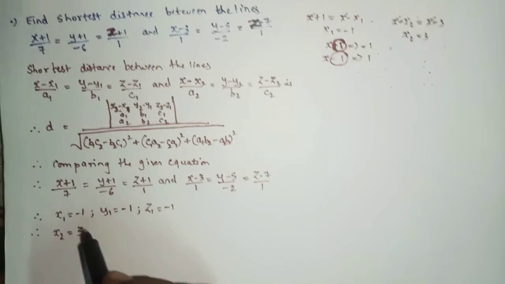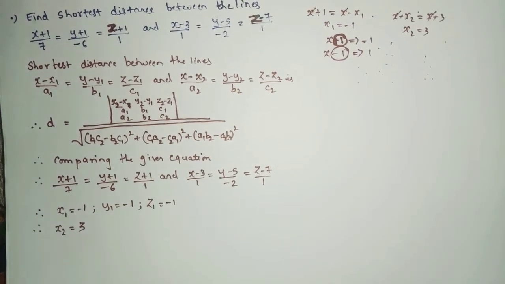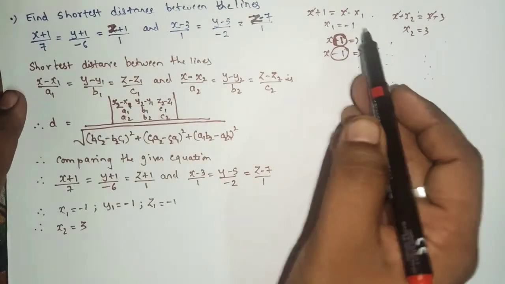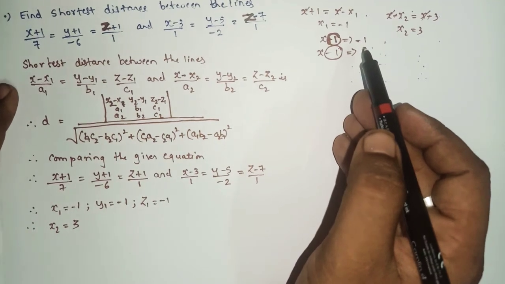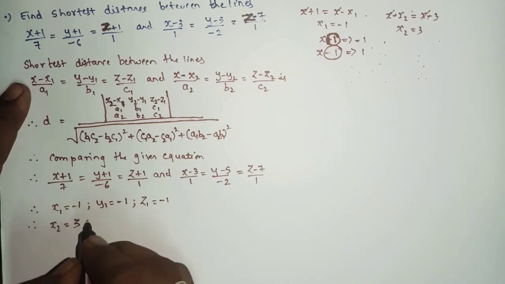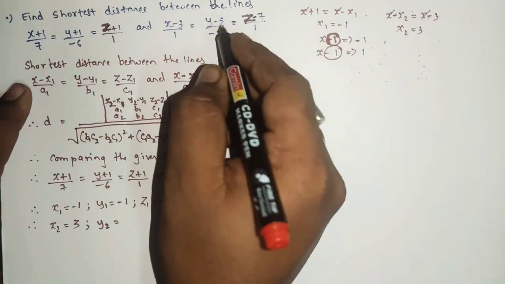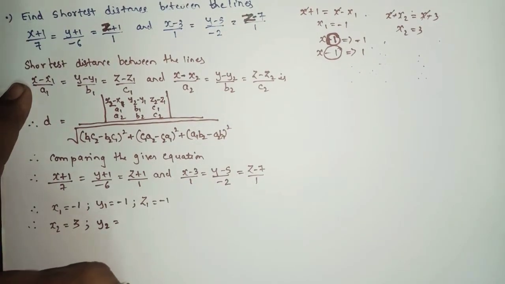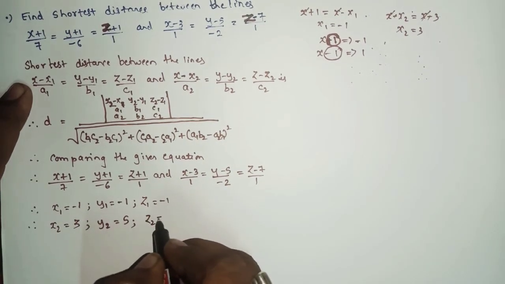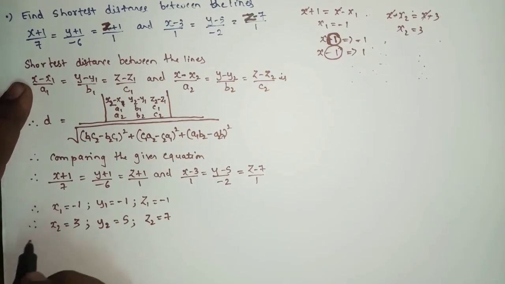So while writing, be careful while finding the coordinates of x1, y1, z1 and x2, y2, z2. Please remember this. If it is already positive, the answer for that coordinate will be negative. If it is negative, the coordinate will be positive only. So here x2 is what? 3. Y2 already is negative, so y2 will be what? 5. Z2 again is negative, so the answer will be what? 7.